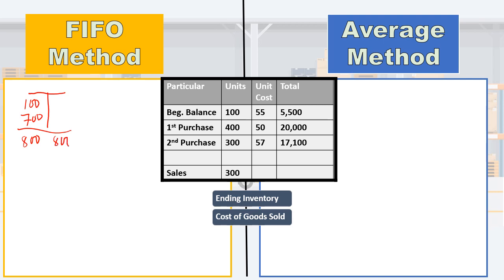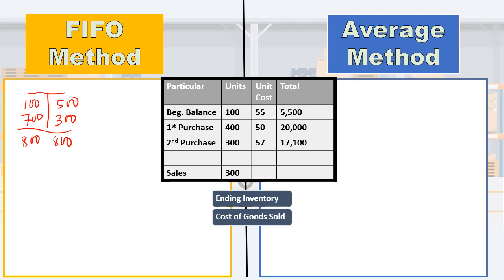So, lagay lang natin dito sa kabila. Out of 800, 300 daw yung nabenta. So, meron tayong sales dyan na 300. Then, yung ending in units natin, we have 500 kasi 800 minus 300. So, ang lalabas doon ay 500 units.